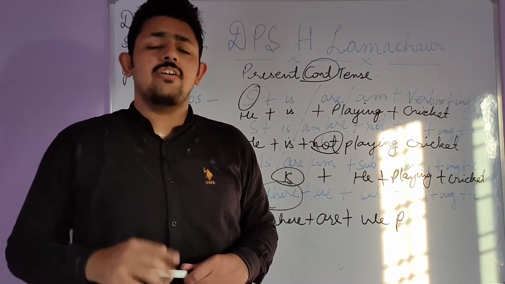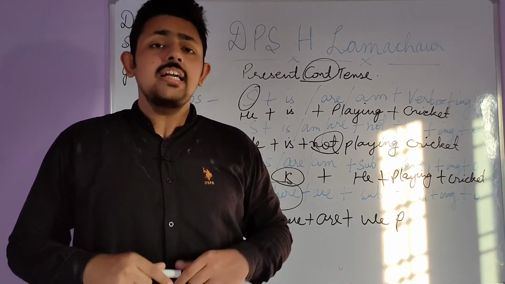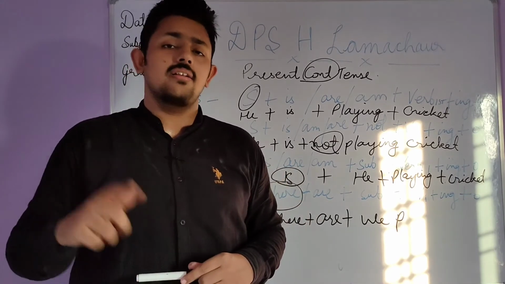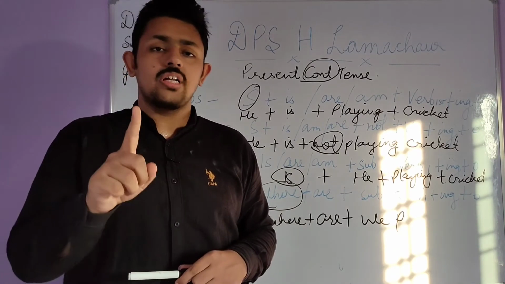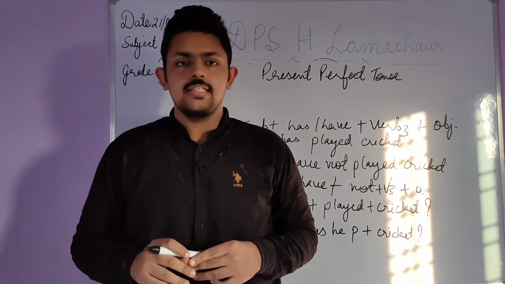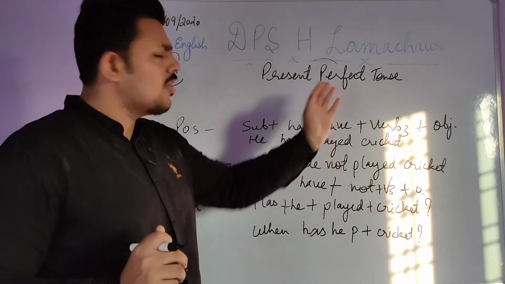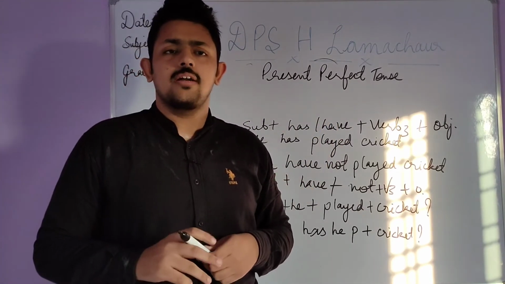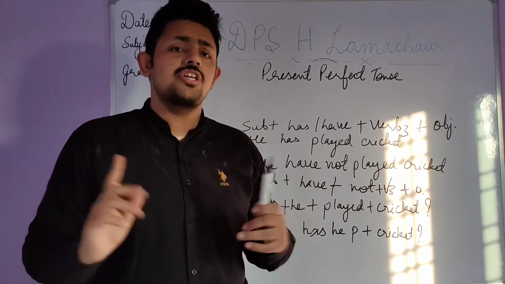Now we will move on to the third form of the present tense, that is the present perfect tense. Then the last, present perfect continuous tense. So keep on watching the video, don't skip any. So here we have the third form of present tense, the present perfect tense. By the word perfect, what do you understand? Perfect means the thing is intangible. It can't be changed now.